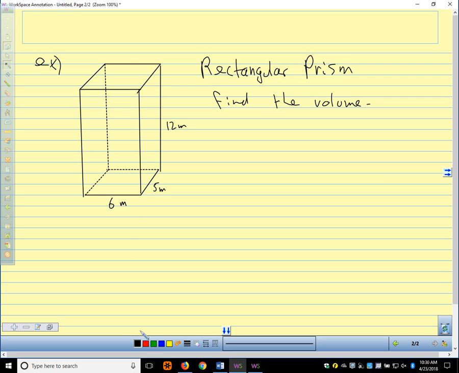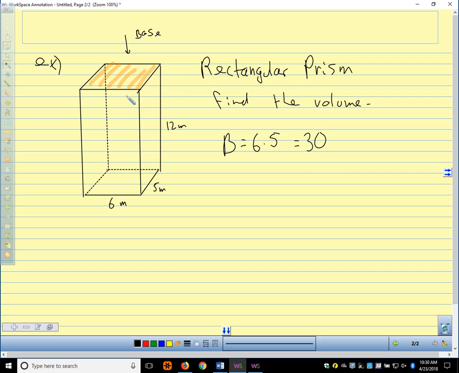I'm going to pick this as the base. So I'll call that the base. I could call any of the sides the base. We just then have to pick the height based on what we call the base. Well, the area of the base, this is easy. The area of the base is 6 times 5, which is 30.